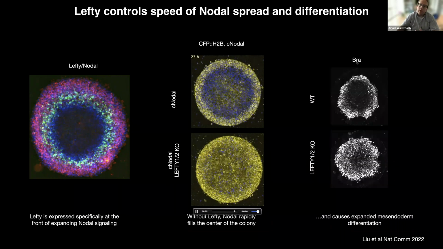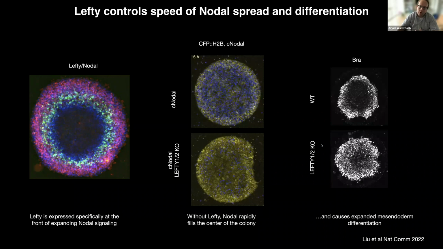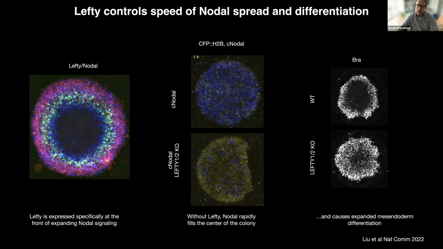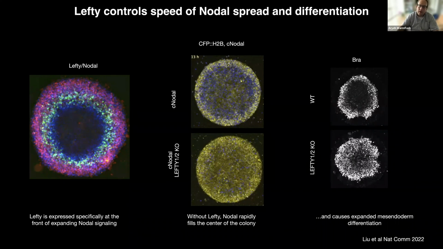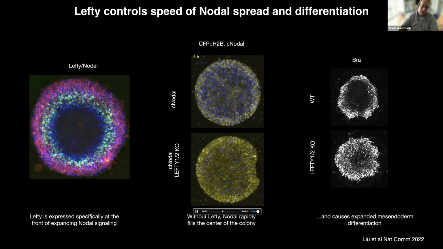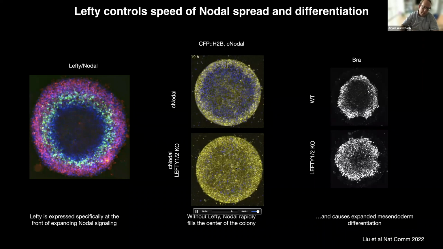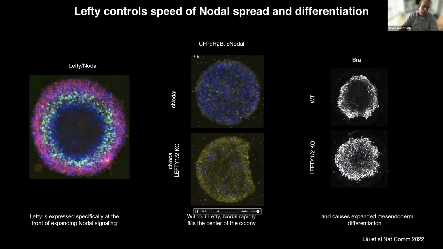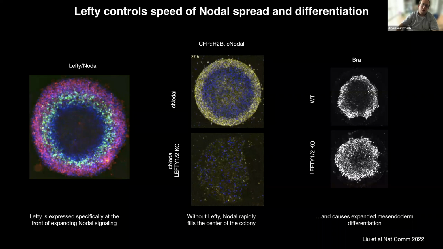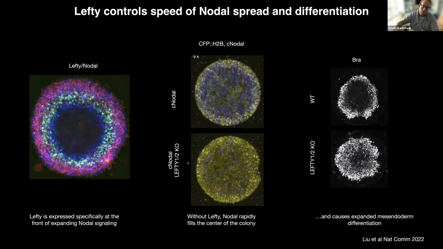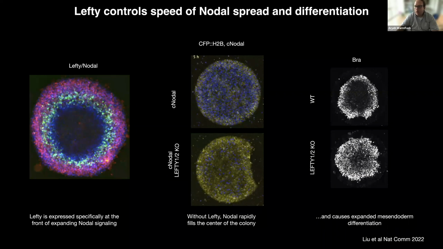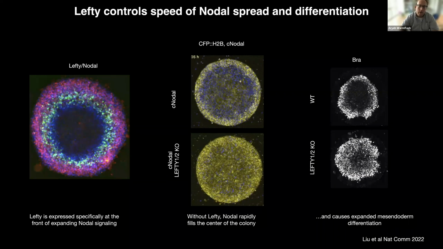And that has consequences for the fate pattern. So this is a marker of mesoderm. And when I remove Lefty, you can see this sort of altered phenotype where I have a lot more mesoderm than I otherwise would have. That's a consequence of this very rapidly spreading wave of nodal. So this also supports the idea that the timing of this nodal wave is very important. The Lefty, which is the inhibitor, sort of rides along at the front, governing the timing of this wave. And then when I remove it, the wave moves much faster, and I get a much broader territory of this mesoderm gene.